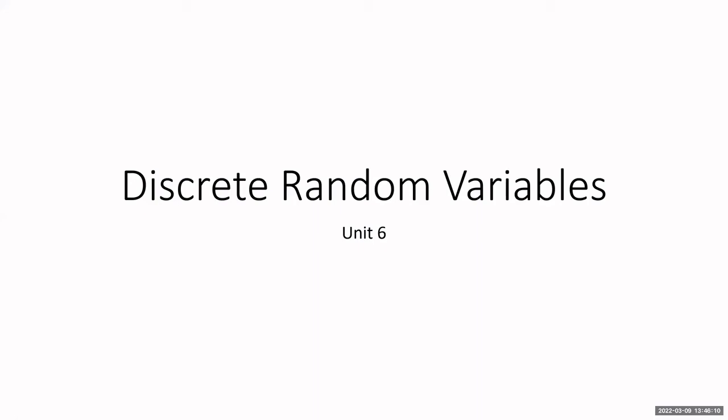So in this video, we're going to start our learning unit 6, which focuses on discrete random variables. Before we dive into it, let's recall some definitions that we covered in earlier chapters, namely what is a random variable and what is a discrete versus continuous random variable. So let's take a look.